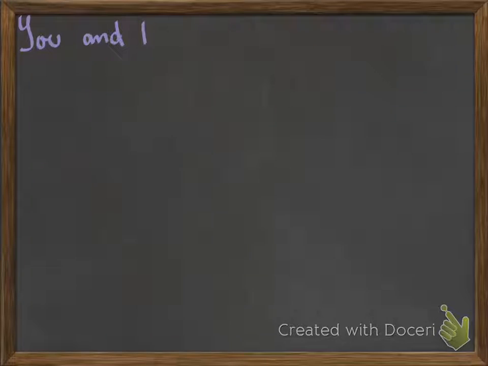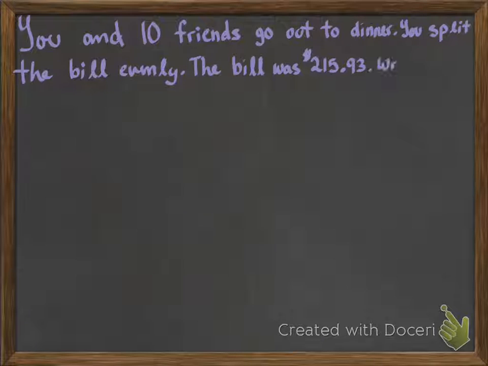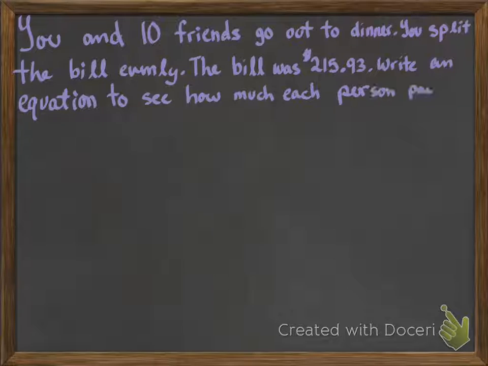All right. You and 10 friends go out to dinner. You split the bill evenly. The bill was $215.93. Write an equation to see how much each person pays. Solve and check your answer.